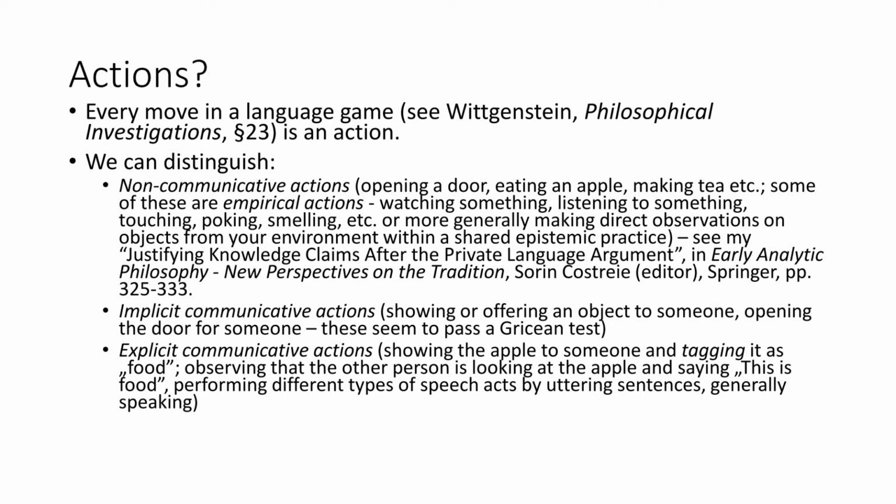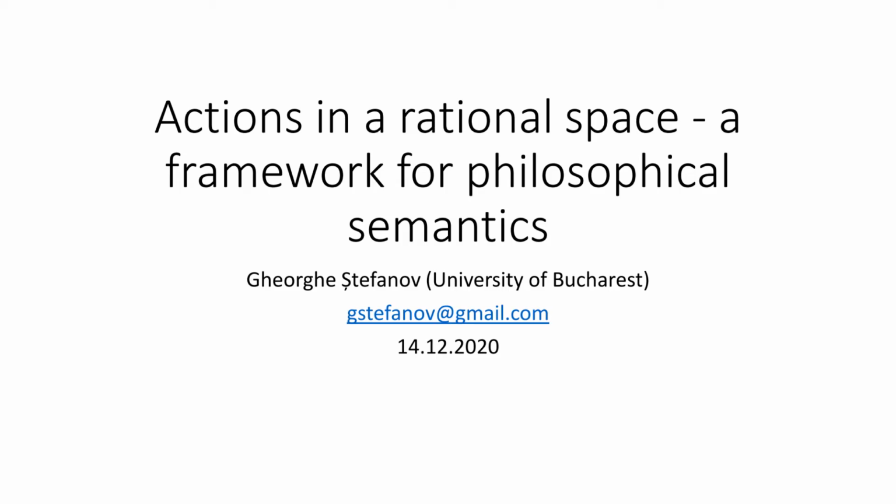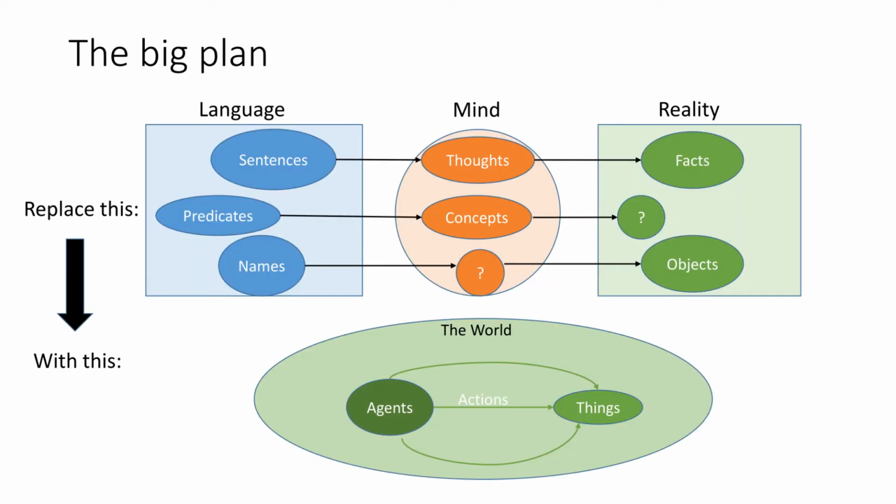So I'm actually going to talk about some elements of this philosophical semantics, and only then move backwards and look at the framework, these actions in a rational space. So what do you need to talk about? Names, predicates, sentences, reference, but some alternatives to these relations and concepts from the representationalist tradition.